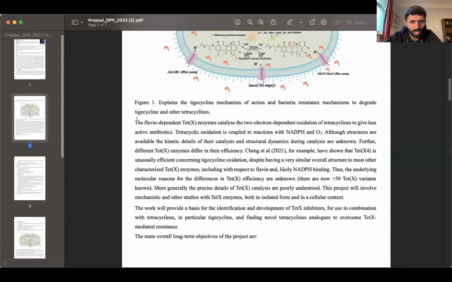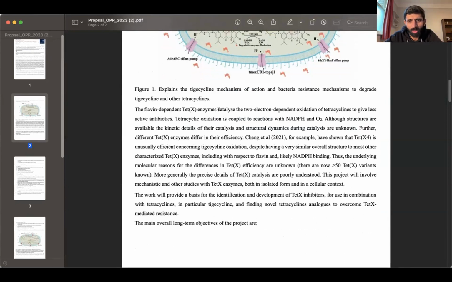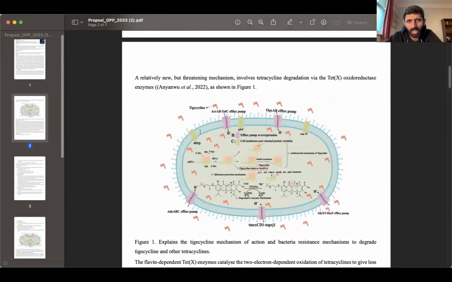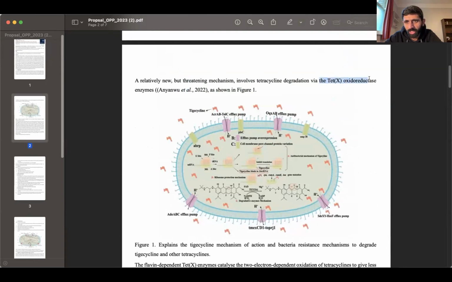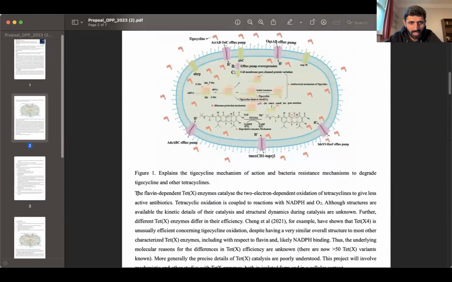Now I add a caption of the figure explaining the tigecycline mechanism of action and bacterial resistance to degrade tigecycline and other tetracyclines, the flavin-dependent monooxygenases. That is the point I discuss here: the TATX reductase enzyme. Now this sentence is connected with this sentence. So this is how I maintain the coherence of each sentence with the other. Every sentence is actually elaborating or defining the next sentence.